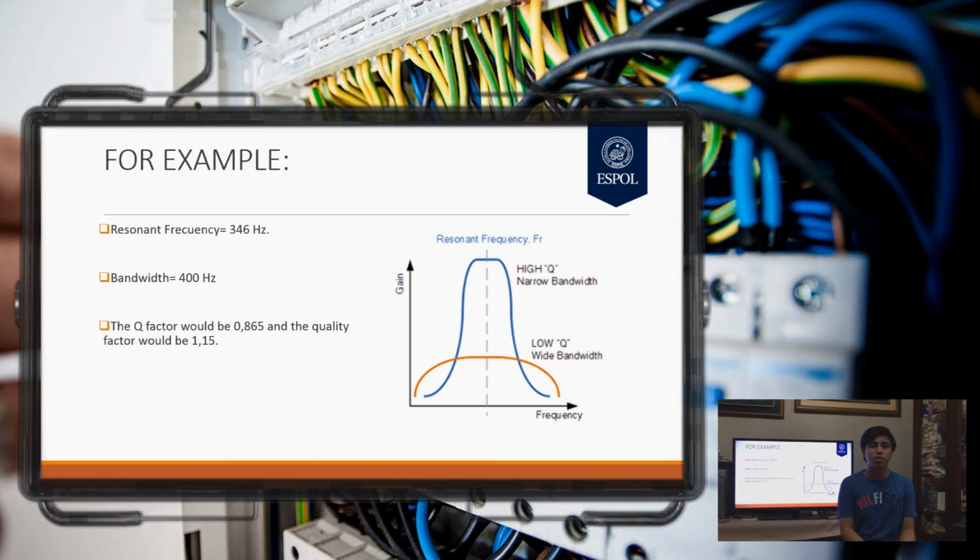For example, if we have a resonant frequency of 346 Hz and a bandwidth of 400 Hz, the Q factor will be 0.865 and the quality factor will be 1.15.